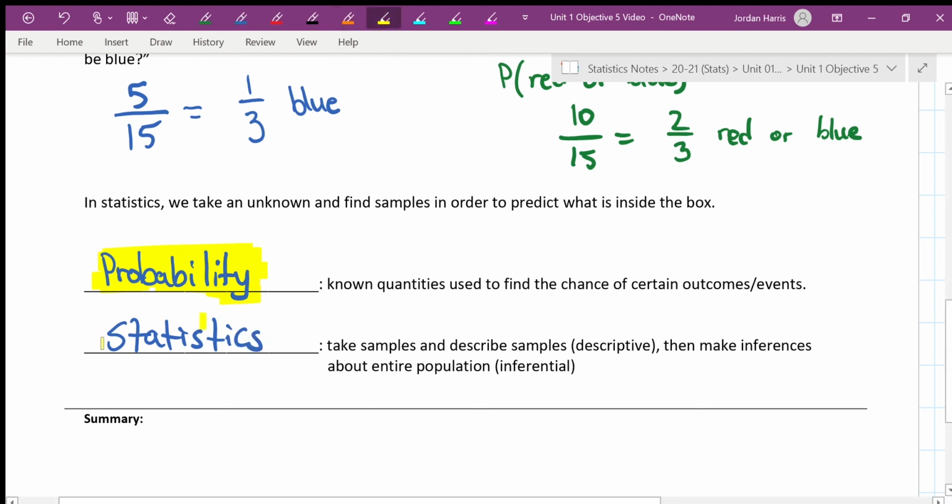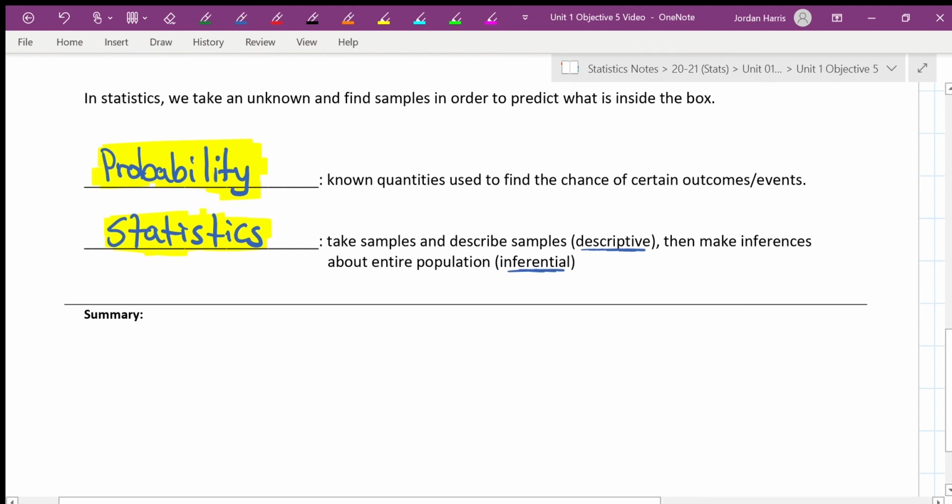We've already talked about the term statistics. This is where we take samples, describe samples, that's descriptive statistics, then make inferences about the entire population. That would be inferential. So the whole category of statistics is that we take samples, describe them, and make inferences about populations. Remember, these are the 1.1 notes, where we talked about these two terms. Descriptive is where we take and describe. Inferential is where we take that data and predict what's going to happen with the population. Okay, so write your 3-sentence summary.